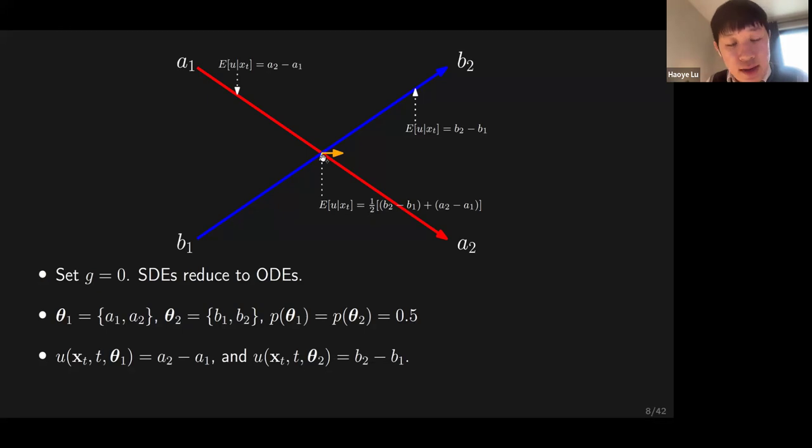But if we are at this intersection point, then something will change because we have two possibilities now. We can arrive at this point by starting from A1 or starting from B1 with equal possibility. As a result, we need to average the drift at this point. We will get some average drift like this, pointing horizontally. And this is the difference between the conditional drift and the marginalized drift.